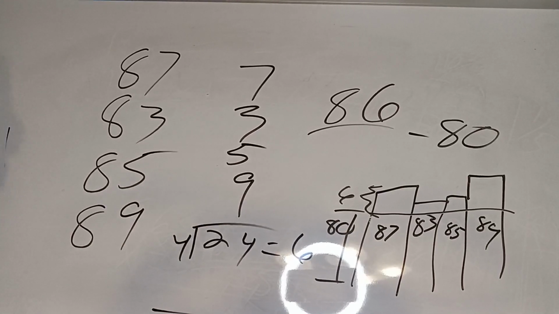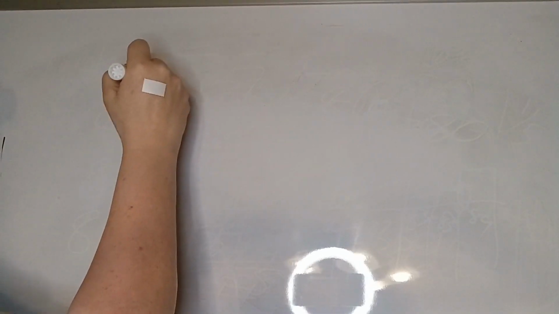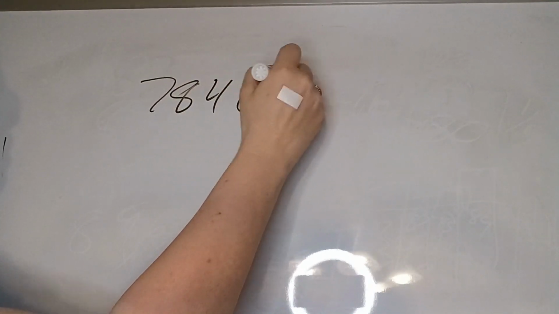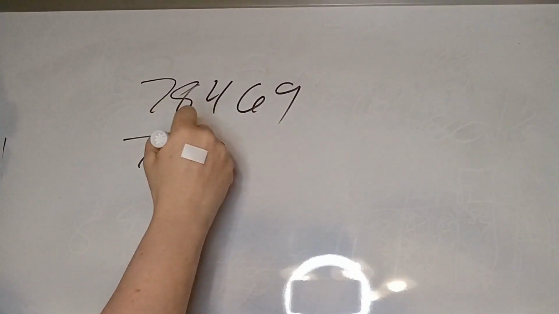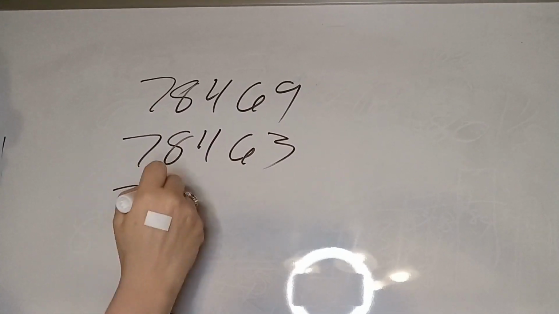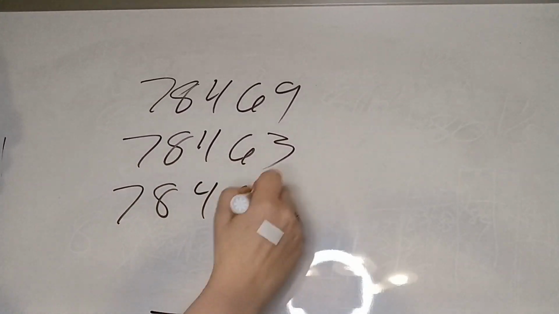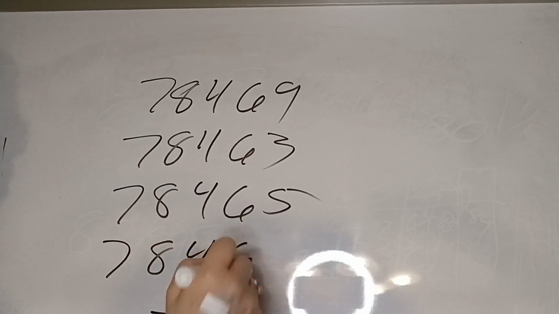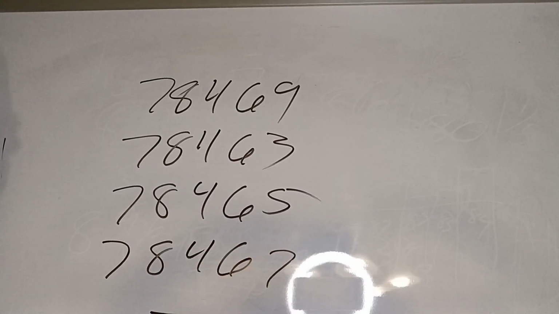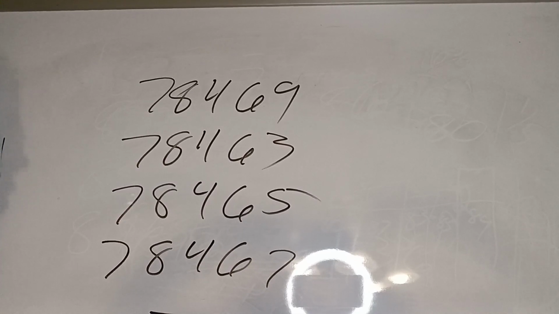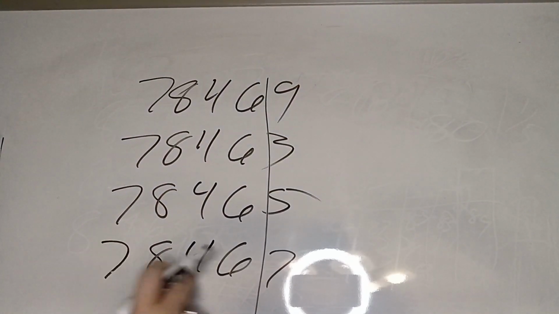Let's look at another example. Some of my students say, oh, it isn't that much harder to do the whole thing. But sometimes it really is. For example, what if we were averaging 784.69, 784.63, 784.65, and 784.67. All right. Well, we're going to subtract off this 784.60 something.